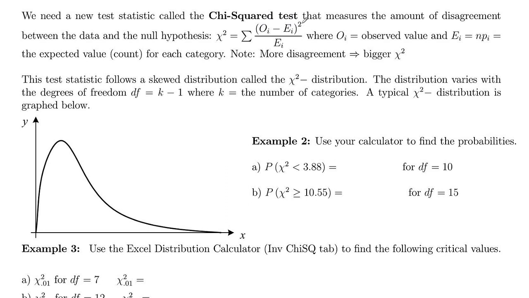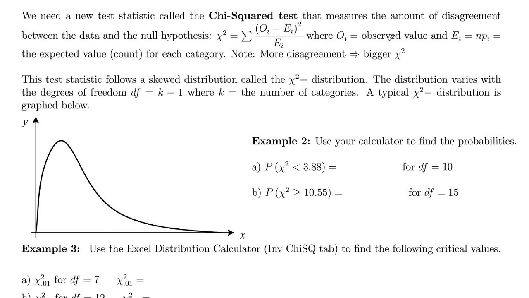We square that to make everything positive so we don't get any canceling. And then we divide by the expected, so this is a relative amount. And then we sum all those up. So the more that O sub i differs from E sub i, the observed from the expected, the bigger this sum is going to be, the bigger chi-squared is. So a bigger chi-squared is more extreme.